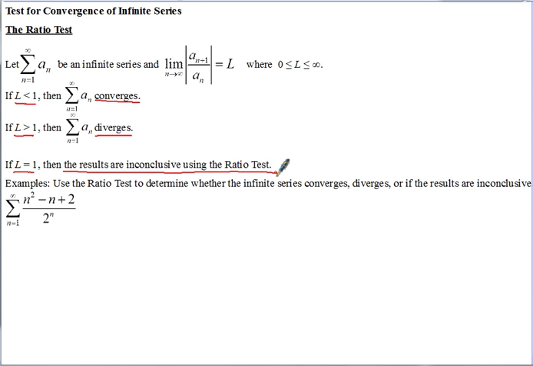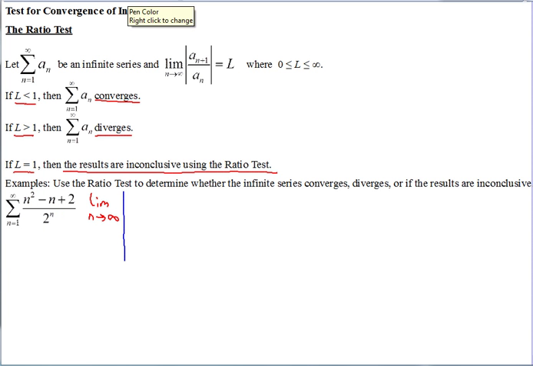So let's take a look at this first example here. What a sub n represents is the formula to find the nth term that's inside the series. It's right next to the sigma. So on this infinite series, let's use the ratio test. We would find the limit as n approaches infinity of the absolute value of a sub n plus 1, which means you would just substitute n plus 1 into our a sub n wherever there's an n.